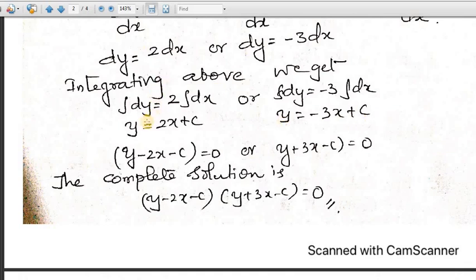Combining these two solutions, we can take the 2x to the LHS side: y minus 2x minus c, and the second one is y plus 3x minus c. Combining these two equations, we obtain the complete solution: y minus 2x minus c and y plus 3x minus c. So this is the manual solution of the given differential equation, p square plus p minus 6.